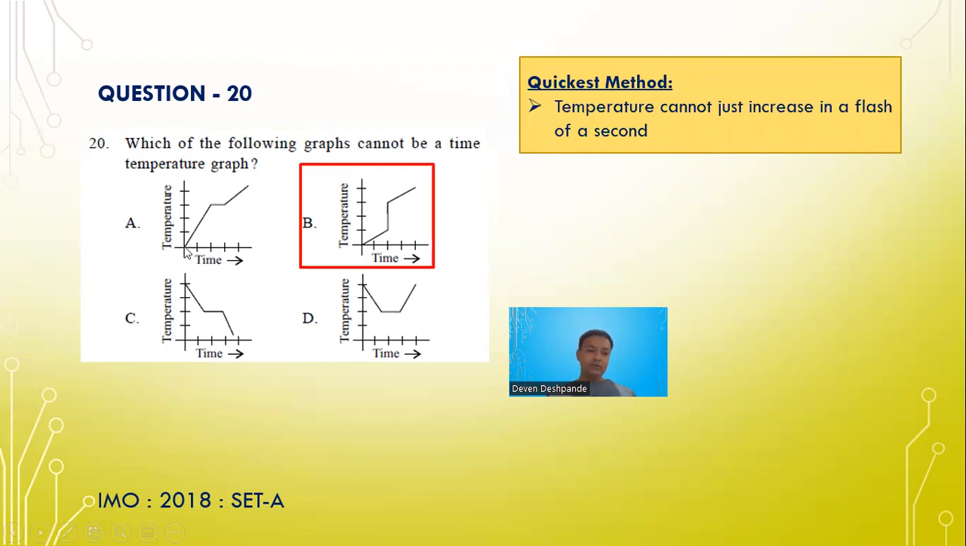Here the temperature is okay. Temperature can rise with time. Temperature can be constant with time. Temperature can decrease with time. Temperature can decrease with time, temperature can be constant with time, temperature can rise with time. But option B is not the right option, because suddenly in a flash of a second, or suddenly with a constant time, temperature just cannot rise.